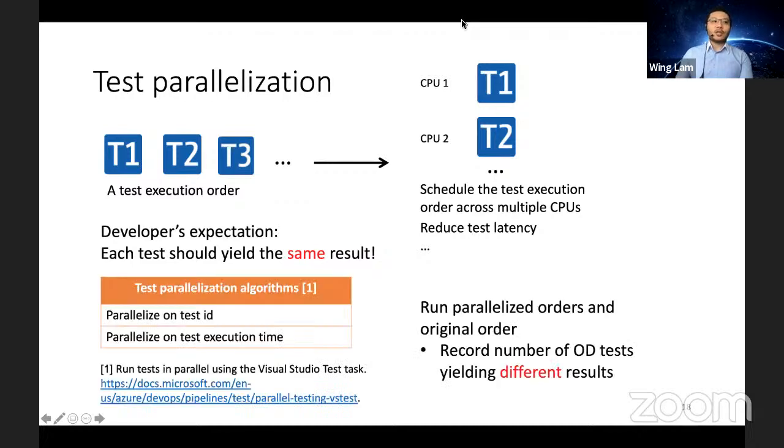For test parallelization, we looked at two different algorithms. You can parallelize by test ID, which essentially is just parallelizing based on which machine has the least amount of tests, or you can parallelize by test execution time. So based on the last time you executed these tests and how long it took, you use that information to parallelize.